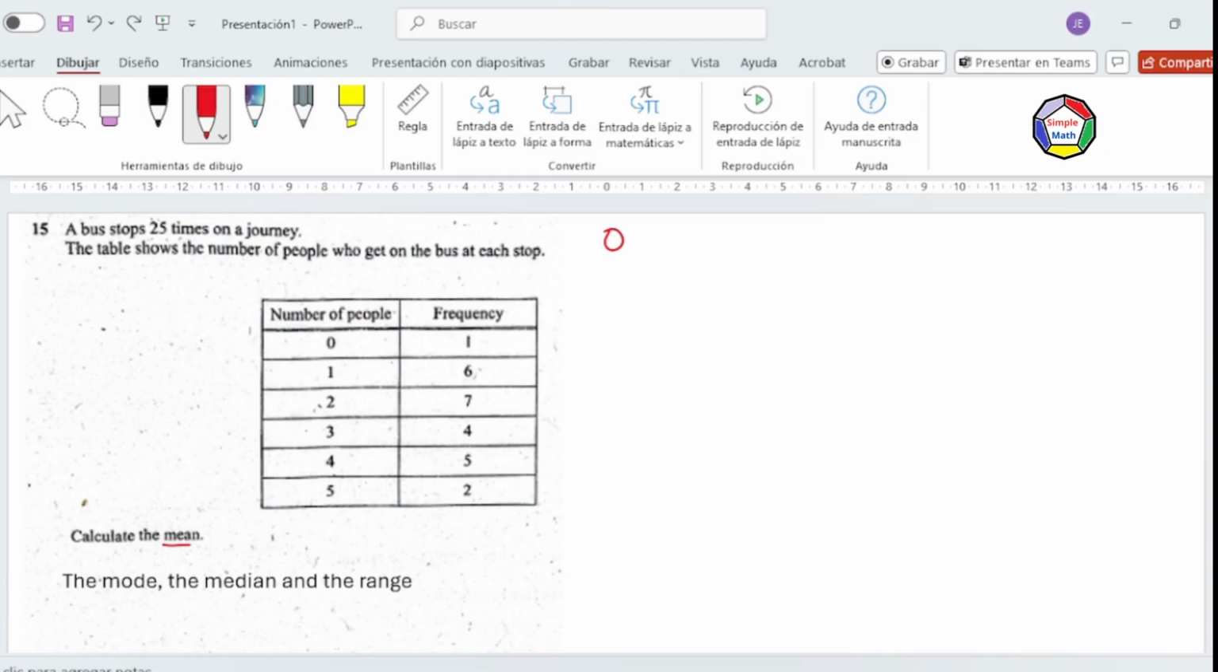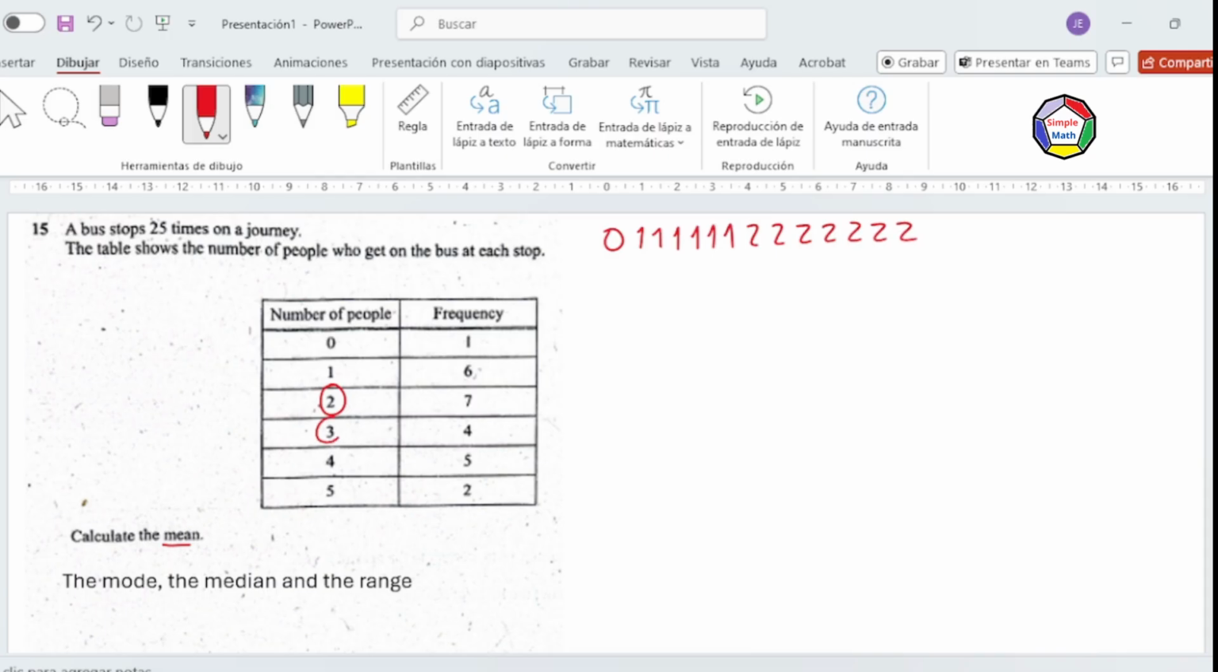Then the number 1 is repeated 6 times. 1, 2, 3, 4, 5, 6. The number 2 is 7 times. So I'm going to write it 7 times. Sorry, it's the number 2, not the number 7. I'm going to write the number 2, 7 times. 1, 2, 3, 4, 5, 6, 7.